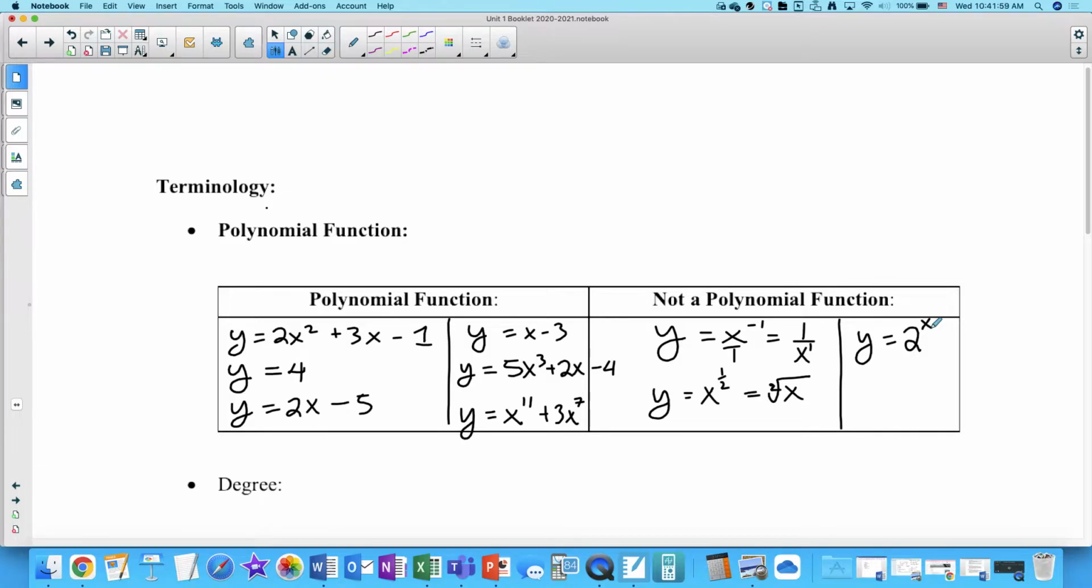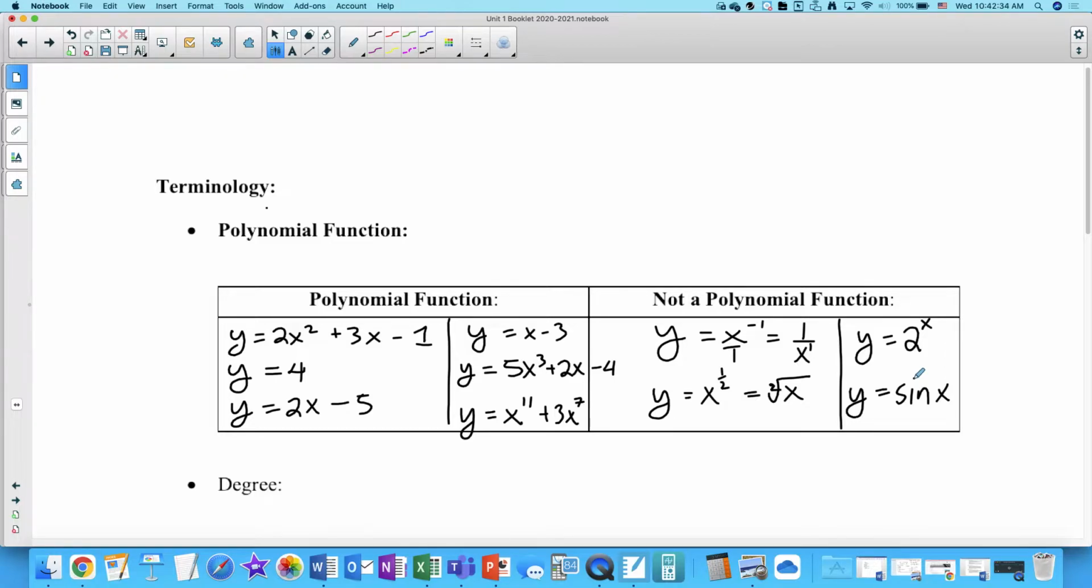Okay? This first one, by the way, is called a rational function or reciprocal function. Okay, rational meaning like rational numbers, like a fraction. And this one over here is called a radical function. Okay? Those are all different families of functions. And in fact, this one, y equals 2 to the x, we're going to look at in this course. Another one that we'll look at in this course is y equals sine x. This is a trigonometric function. Okay? These are functions, but they are not polynomial functions.